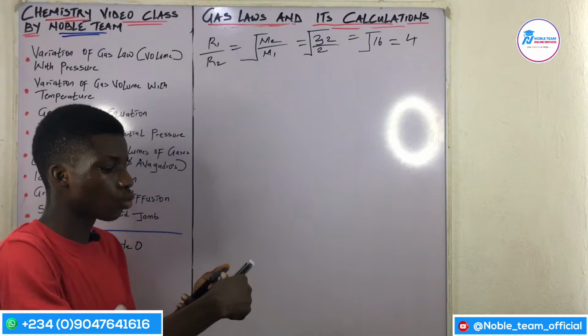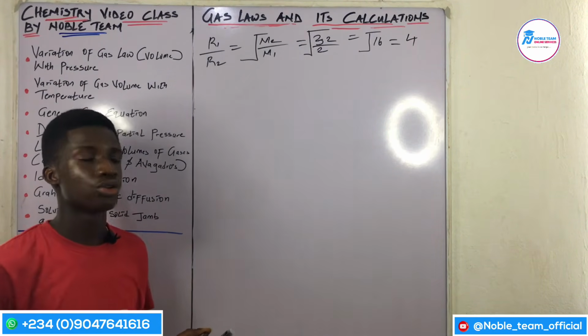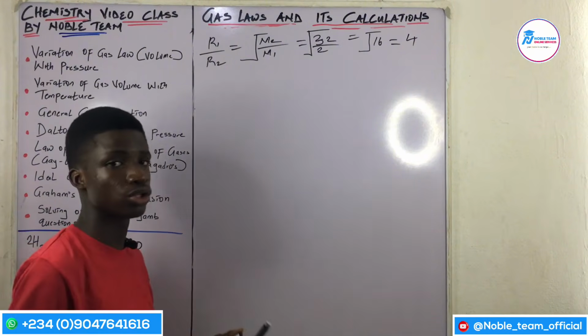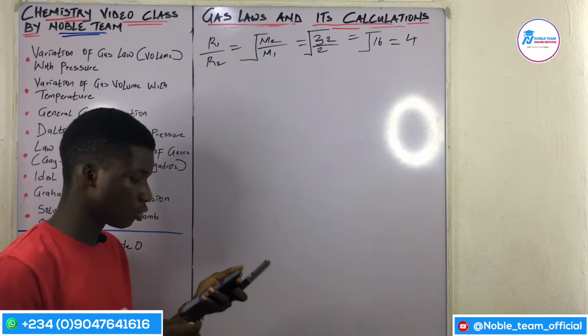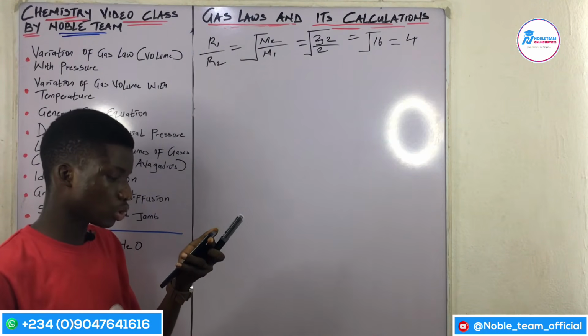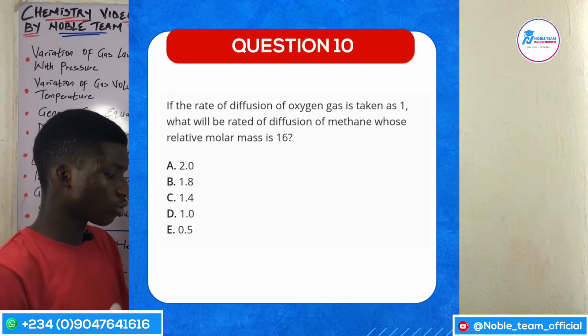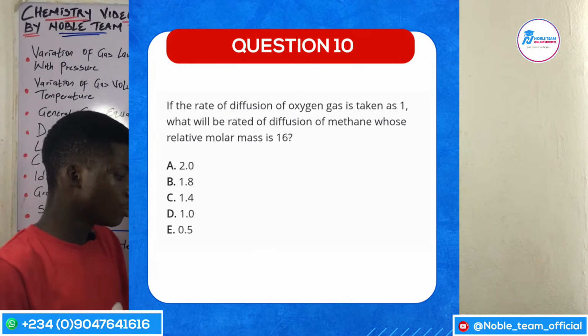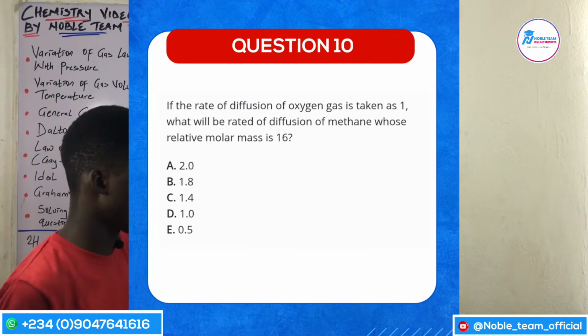Now let's look into question 10. We have solved up to 9 questions now. So remember 15 solid questions. So I'm going to be solving up to 11 as I said earlier. Then you solve the remaining ones for me. Then this question 10 says if the rate of diffusion of oxygen gas is taken as 1, what will be the rate of diffusion of methane whose relative molar mass is 16?